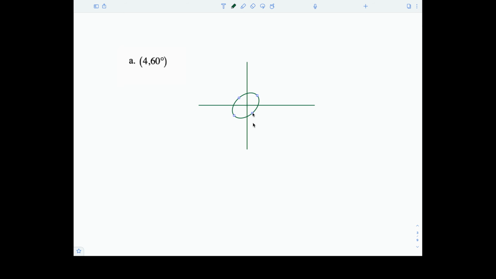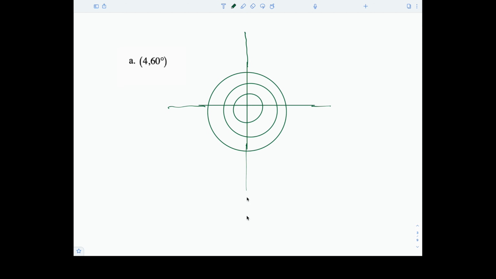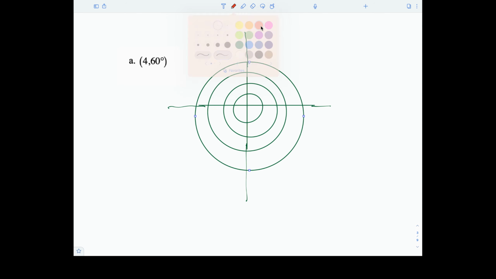There we go. There's one circle. There's 2. This doesn't have to be perfect. There's 3. And here's 4. Okay, whatever. It doesn't have to be perfect. I'm not concerned with being exact here.